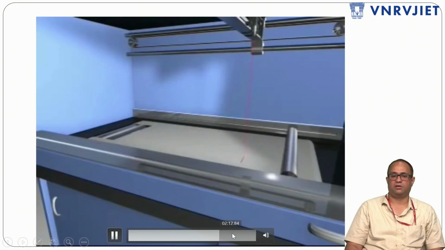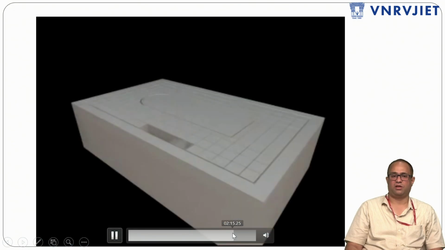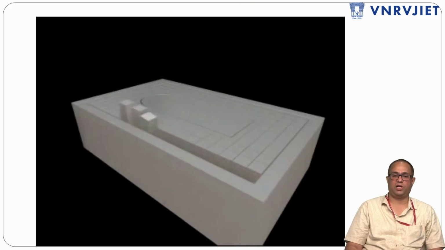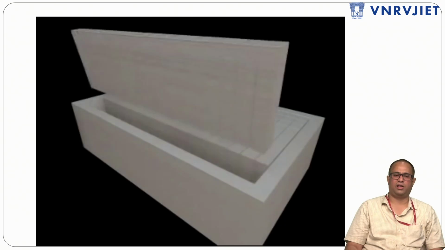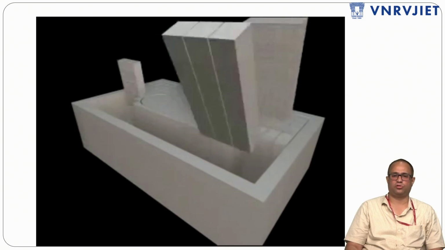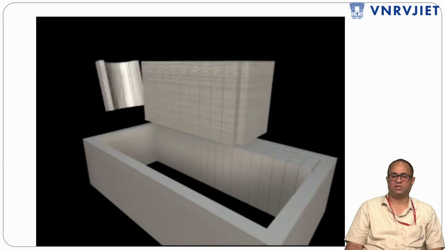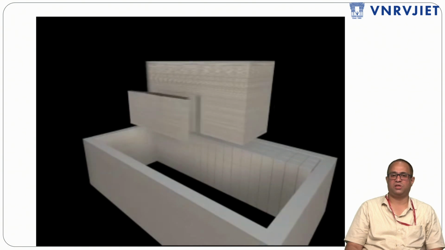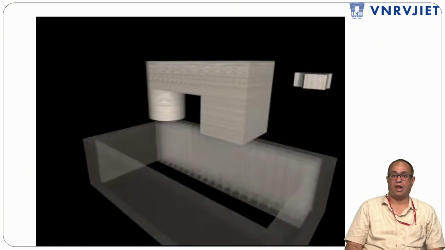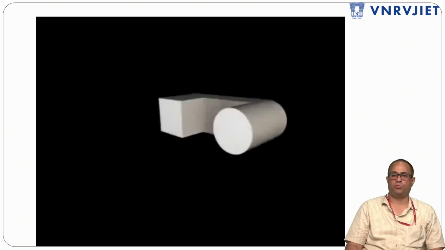As you can see, the cross hatches are taken outside. The entire thing is enclosed in a box, so removal of the cross hatches is a very tedious task. Here you can see the part which is required. This is how the LOM process works.